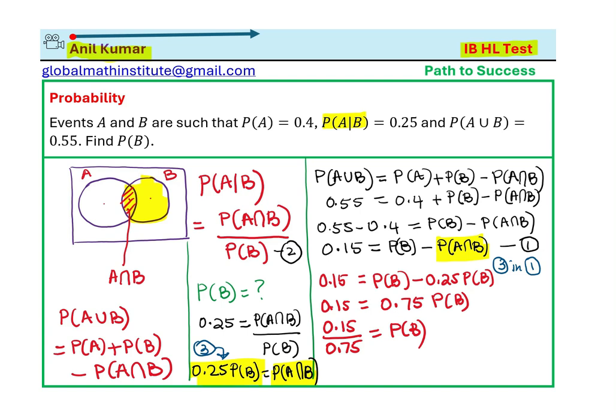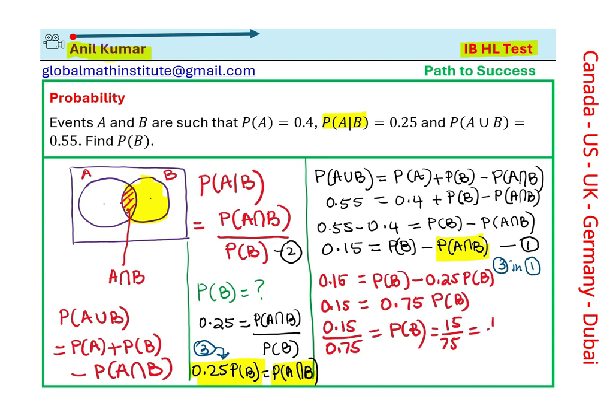Now the fraction part, 0.15 over 0.75: think as if the decimal is not there, just write 15 over 75. Clearly it is 1 over 5, or you can write 0.2. That is how we get our solution: probability of B, which we need to find, is 0.2. We are writing 0.2 because all other numbers are given in decimals. Probability of A is 0.4, probability of B is 0.2. Is that clear to you?